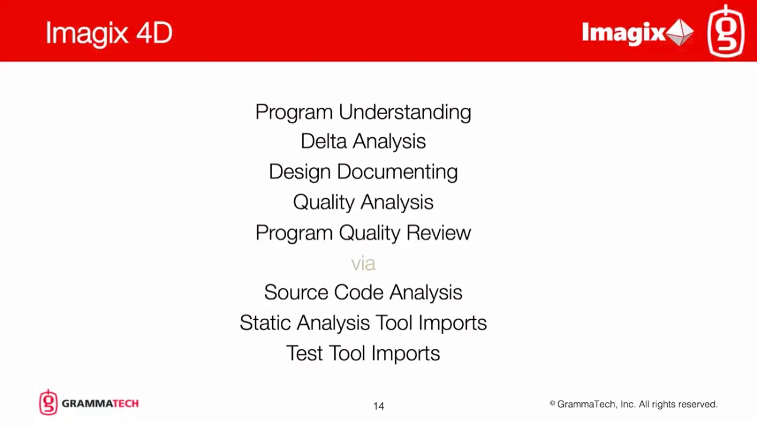Quality analysis, the fourth point, that includes a set of checks that help verify software quality, ranging from software metrics to inter-task concurrency checks. And program quality review, that's a tool to assist and automate a structured, analysis-driven review of potential issues in the software.